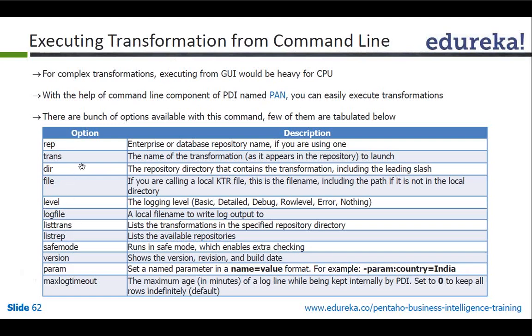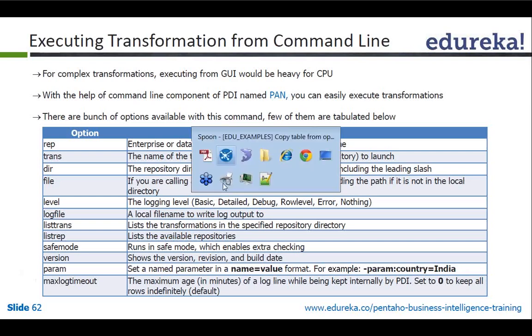So these are the bunch of options available with the command line. So rep is the repository, what type of repository you are using. So you'll have to give the name of the repository. Trans is the name of the transformation. So with the trans option, you'll have to supply the name of the transformation. Dir is the name of the repository directory. Then file is the name of the local KTR file. So KTR is nothing but a Kettle transformation.